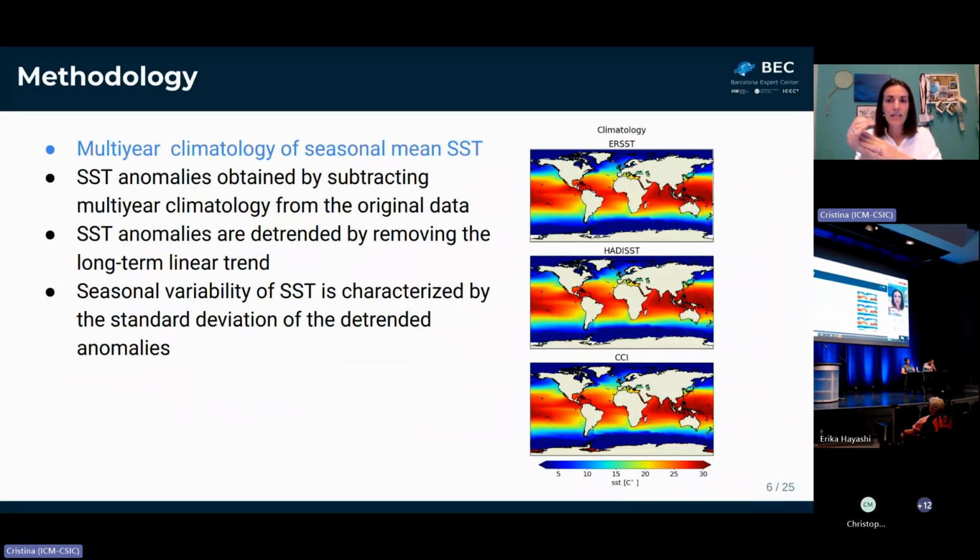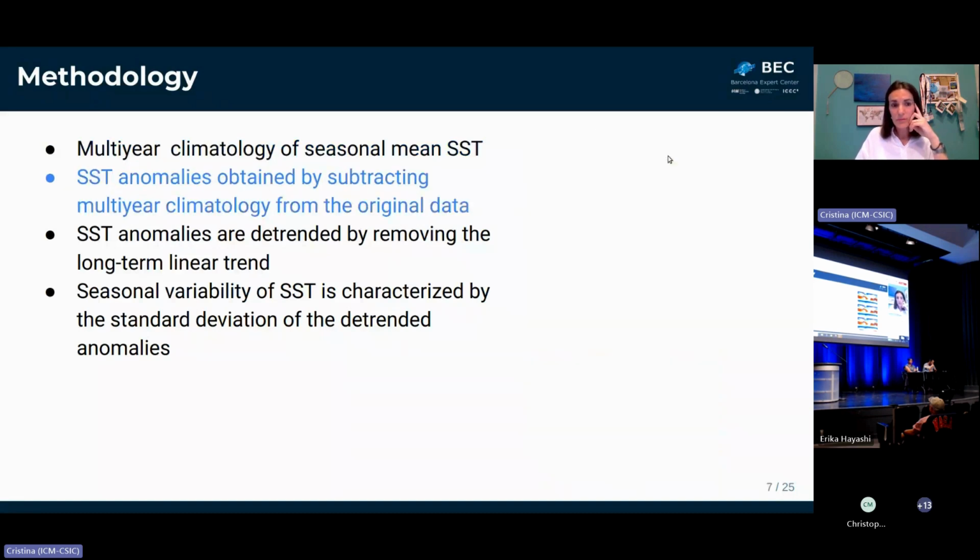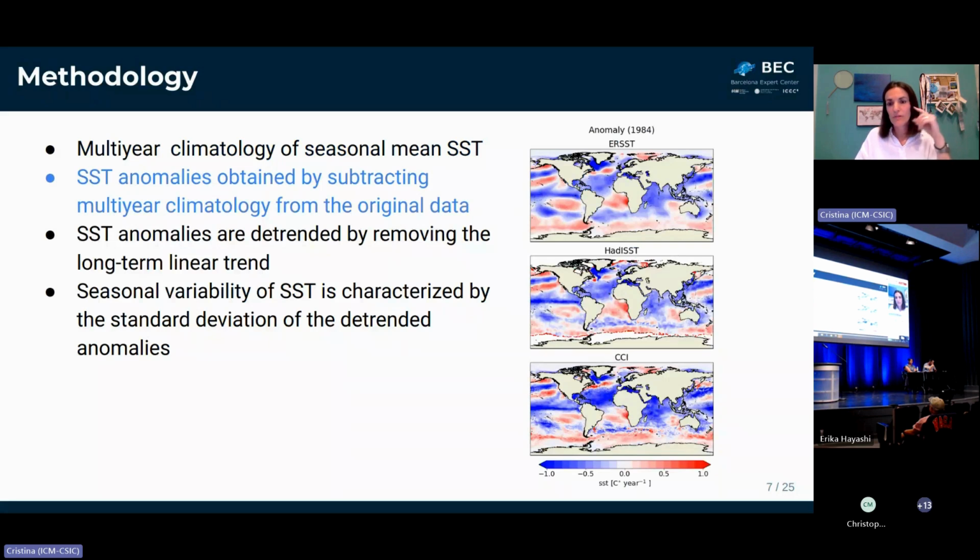Here we can see the climatology for all the period considered, and this is given at the original grid. I will always show the coarsest resolution first. So this is ERSST, which has 2 degrees, then 1 degree, and the CCI, which is the highest spatial resolution. As you can see, the climatology gives us the same kind of information. They are quite similar.